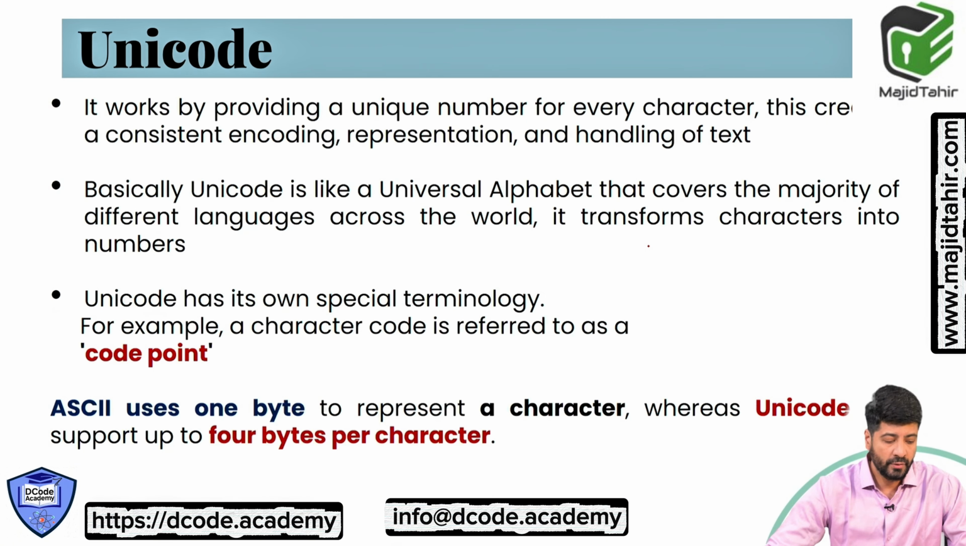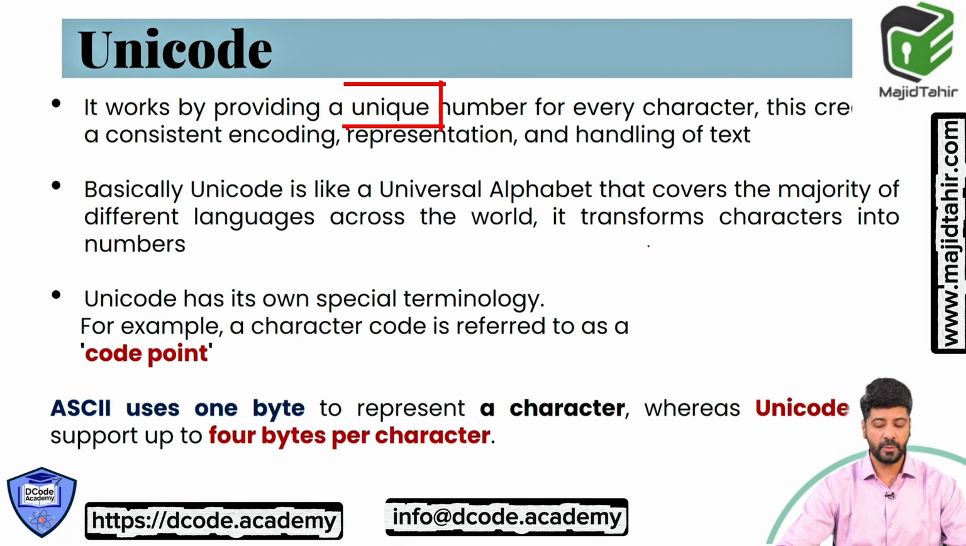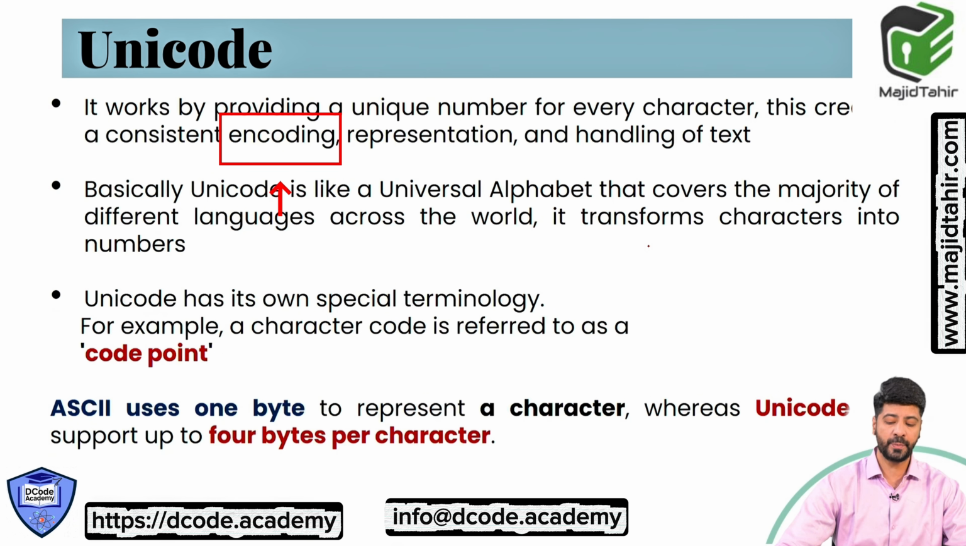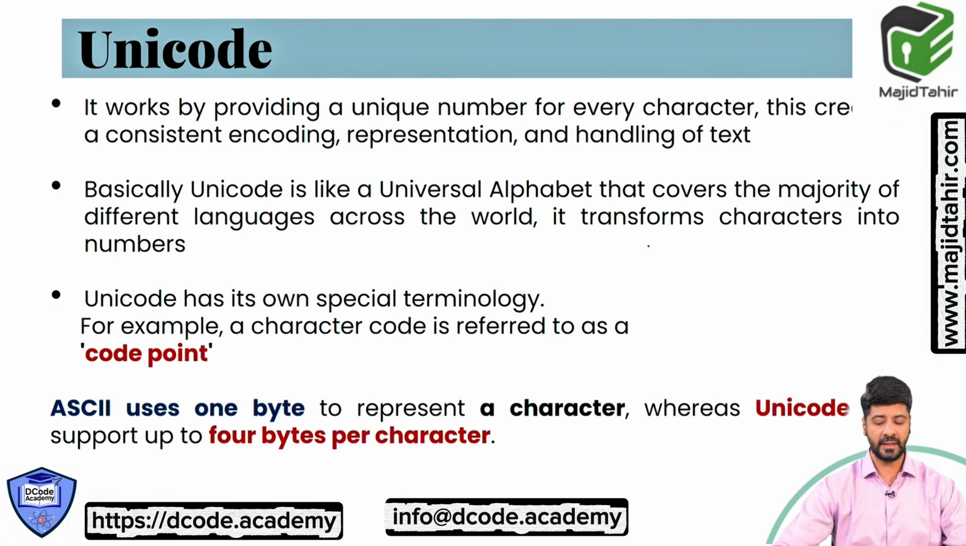The ASCII codes that are already used for the English language are embedded in UNICODE. It works by providing a unique number for every character. This creates a consistent encoding, representation, and handling of text. Basically, UNICODE is like a universal alphabet that covers the majority of different languages across the world.